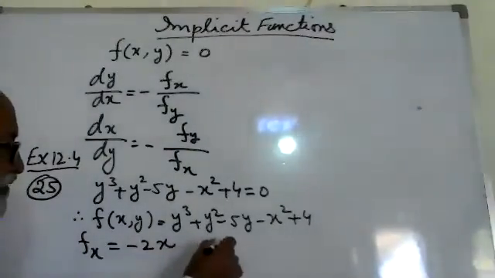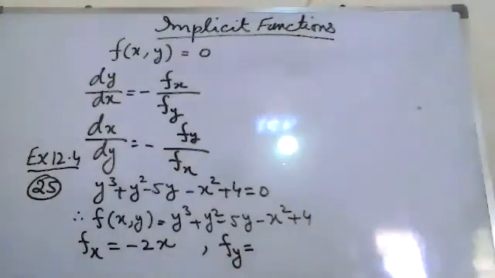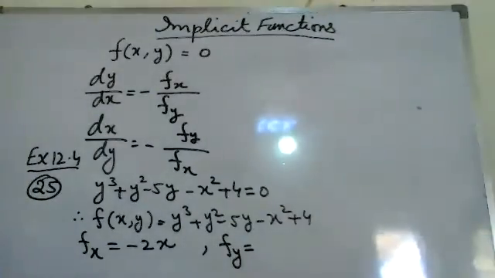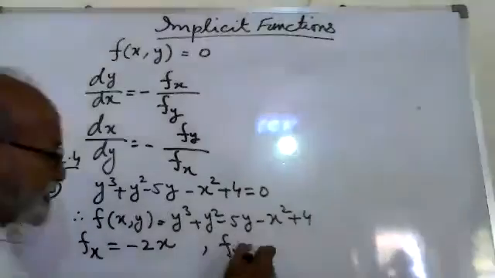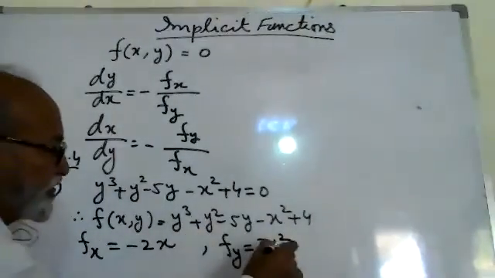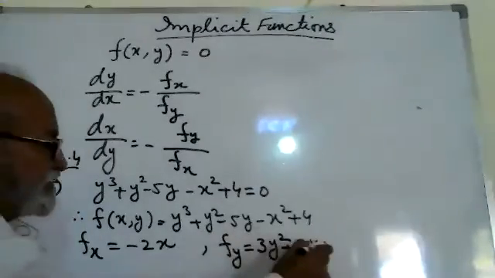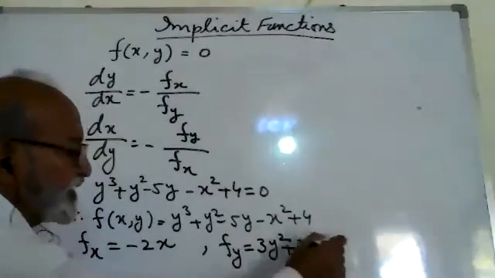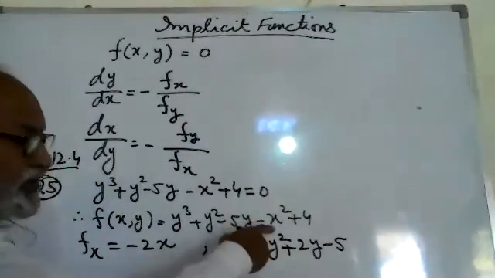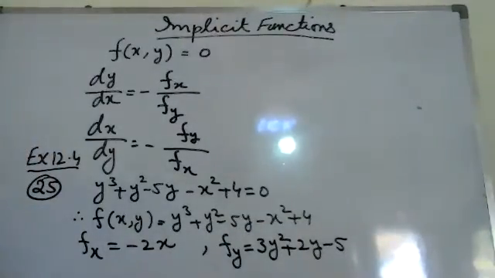In the same way, we will find f of y, the partial derivative with respect to y. Y cube will be 3y square, y square will be 2y, minus 5y will be minus 5, x square will be 0, and 4 is also 0. So we have found f of x and f of y.